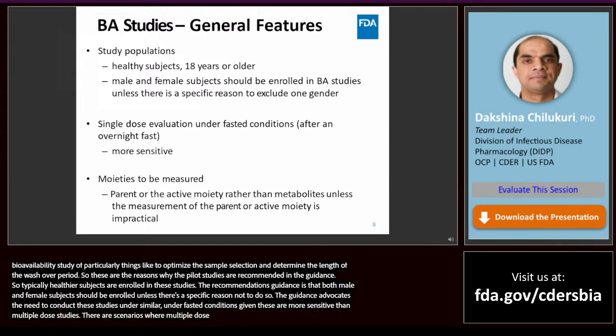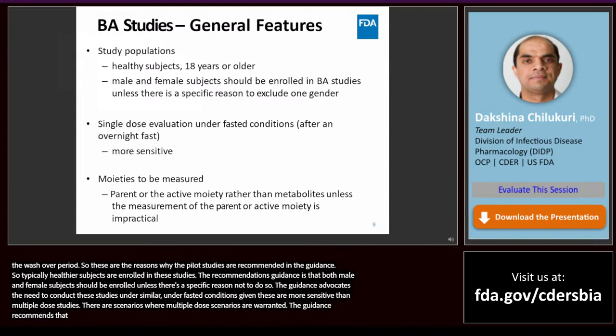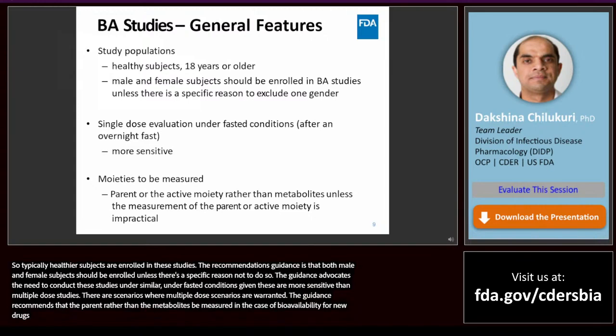The guidance recommends that the parent or the active moiety rather than the metabolites be measured in the case of bioavailability for new drugs under NDAs and INDs, unless it is not possible to measure the parent for analytical reasons.